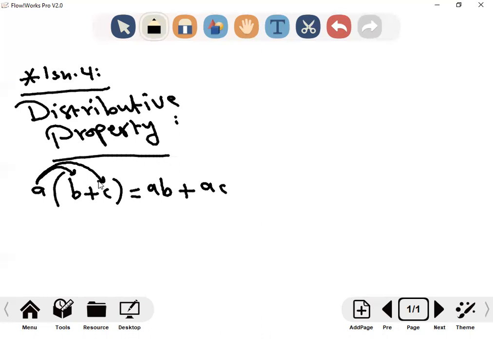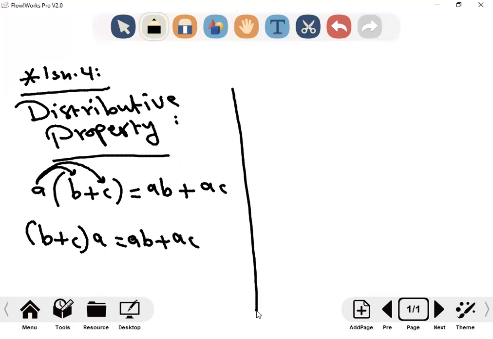Now, sometimes A is to the left of the bracket, sometimes it is to the right of the bracket, like B plus C multiplied by A. It's the same. It's also B multiplied by A plus C multiplied by A, right? And B multiplied by A is the same as A multiplied by B. Multiplication is commutative, right? So here also AB plus AC. This is what we call distributive property.